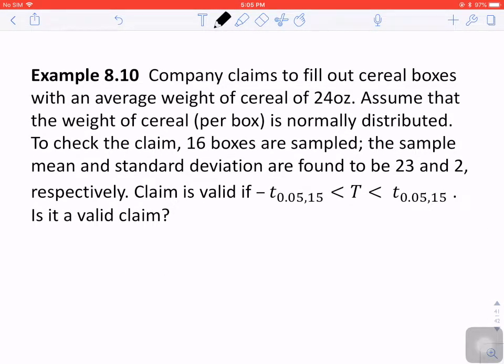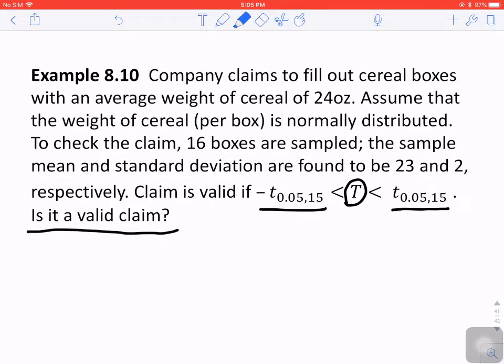A company claims to fill cereal boxes with an average weight of cereal of 24 ounces. Assume that the weight of cereal per box is normally distributed. To check the claim, 16 boxes are sampled. The sample mean and the standard deviation are found to be 23 and 2 respectively. The claim is valid if this t is between this cutoff value and this cutoff value. Is it a valid claim?